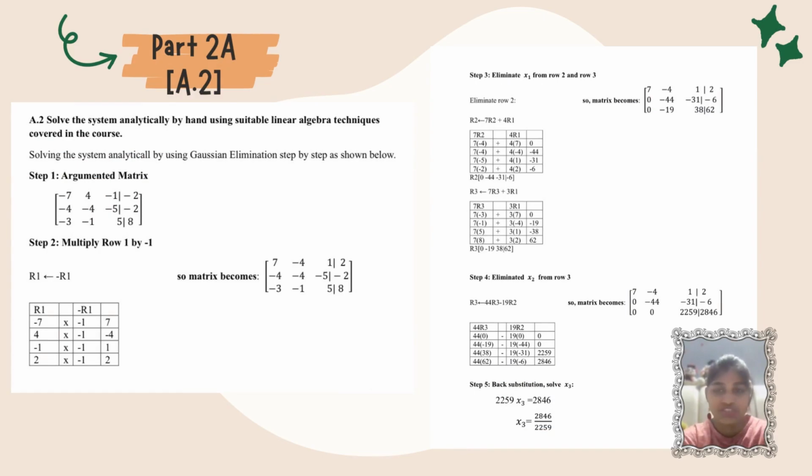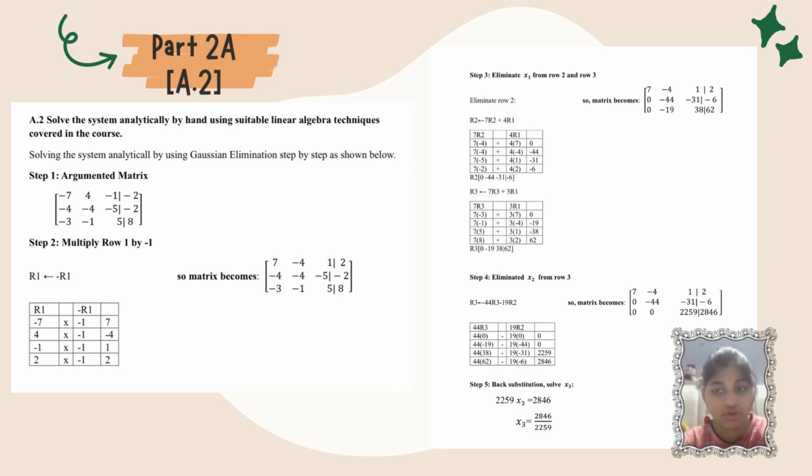In part 2a, I solved the system Ax equal to B manually using linear equation techniques. Writing the system this way makes it suitable for manual solution using Gaussian elimination. To solve, I first expressed the system as an augmented matrix combining A and B. For simplicity, I multiplied row 1 by -1 to make the leading coefficient positive.